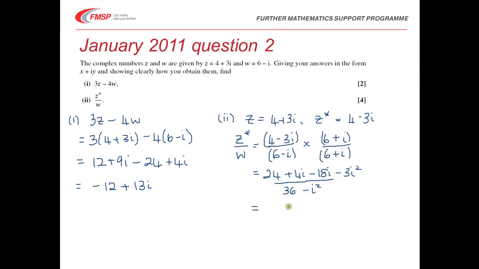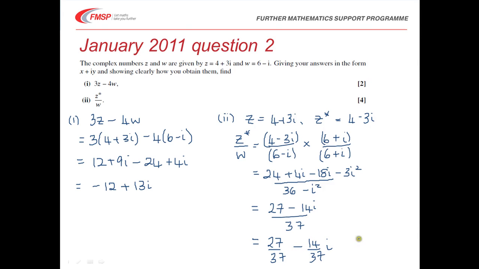And now if we simplify the numerator, we get 27. So remember, i squared is negative 1, so that becomes plus 3. Minus 14i. The denominator will be 37. And the last thing we need to do is make sure we give the answer in the form that was mentioned up here, x plus iy. So we need to express this single fraction as two fractions, the real part, 27 over 37, minus the imaginary part, 14 over 37, i.